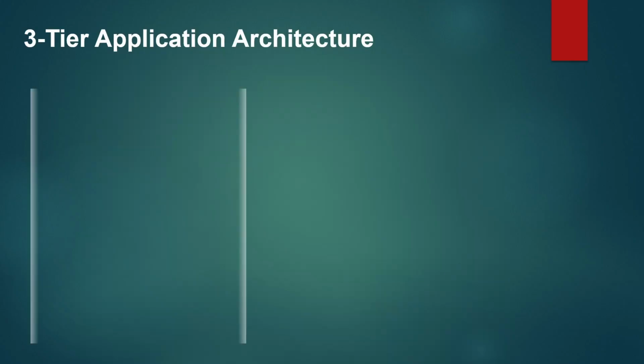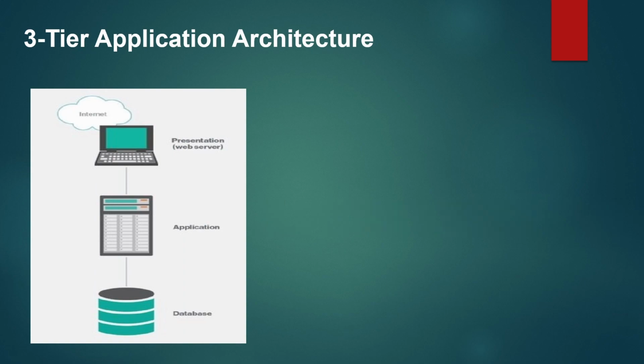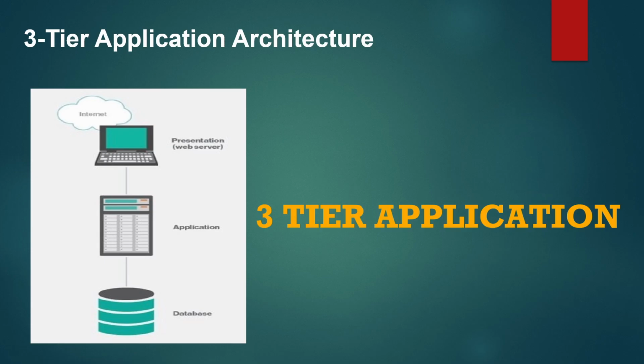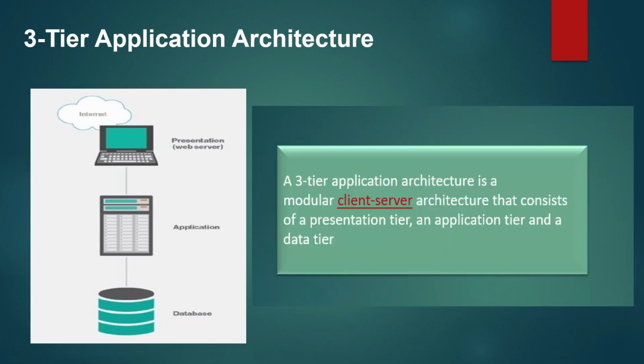Let's look at how an application works. This is a basic thing that a performance tester should know about. Currently, most of the applications have a 3-tier application architecture. What does it mean? A 3-tier application architecture is a modular client-server architecture that consists of a presentation tier, application tier, and data tier. Note, you need not memorize everything, just understand how the application works here.